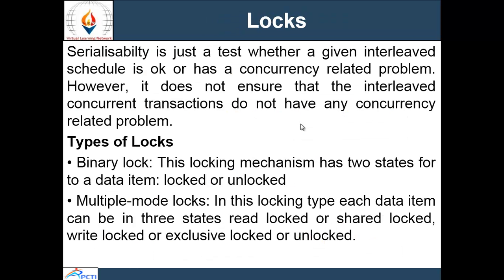Now, we use different types of locks in case of concurrency. Locks can be binary locks or multiple-mode locks. In the binary locking mechanism, there are two states of a data item, that is locked or unlocked. Means data items can be locked or they can be unlocked. And in multiple-mode locks, each data item can be in three states, that is read lock, or you can say shared lock, write lock, or exclusive lock, or unlocked.